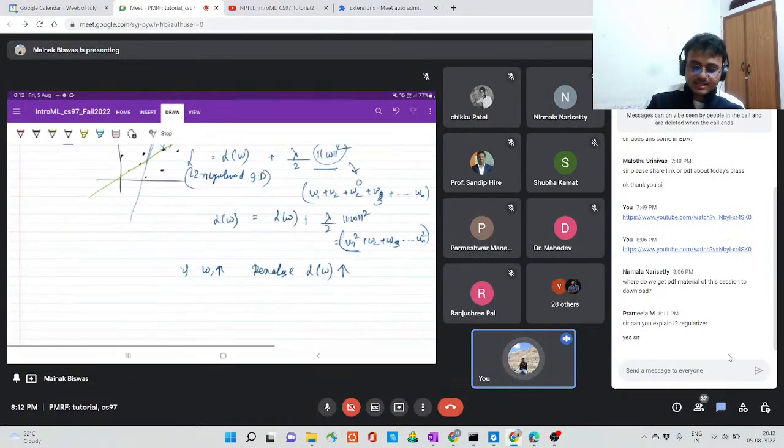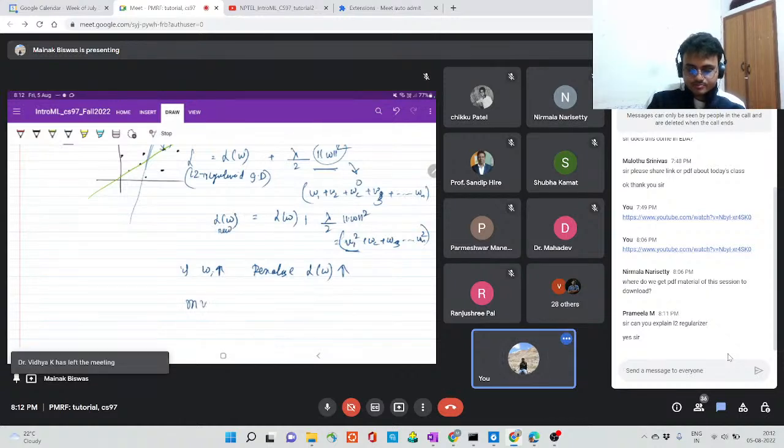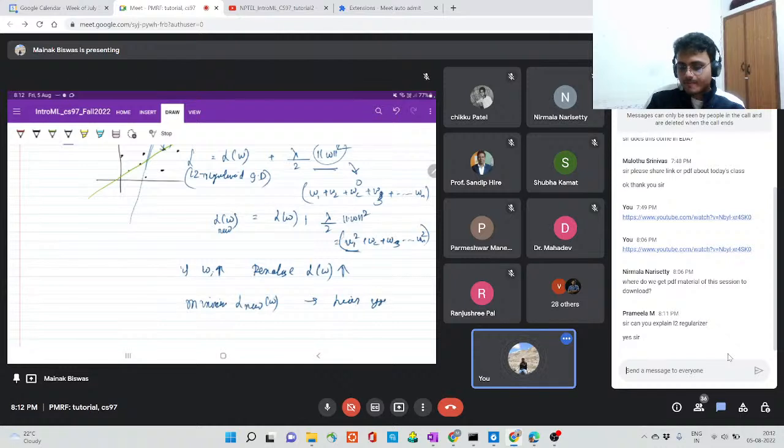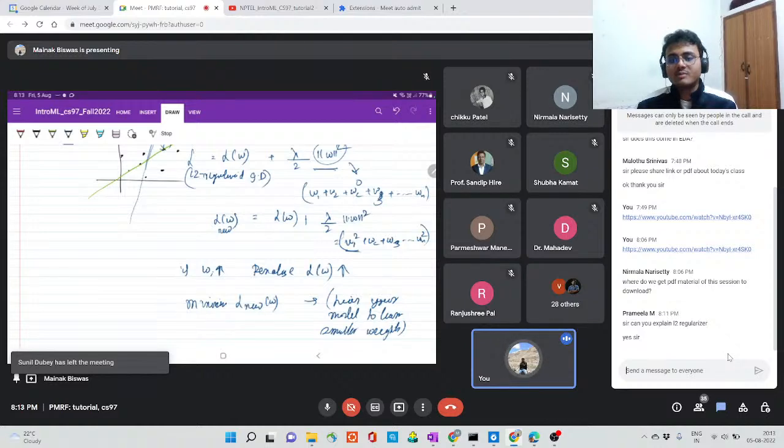So when you're minimizing this L new of w, what will it be? You will restrain, bias your model to learn smaller weights, right? Is that okay, Pramila?